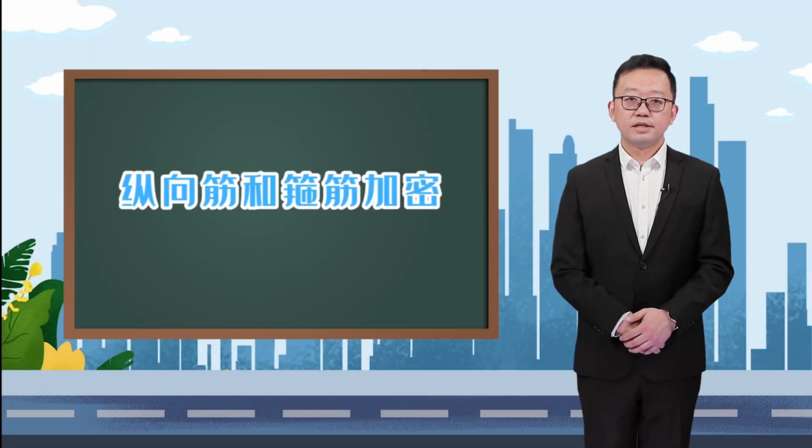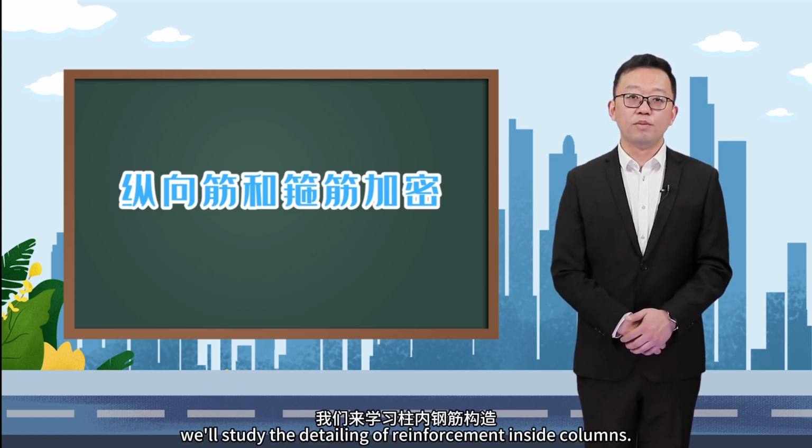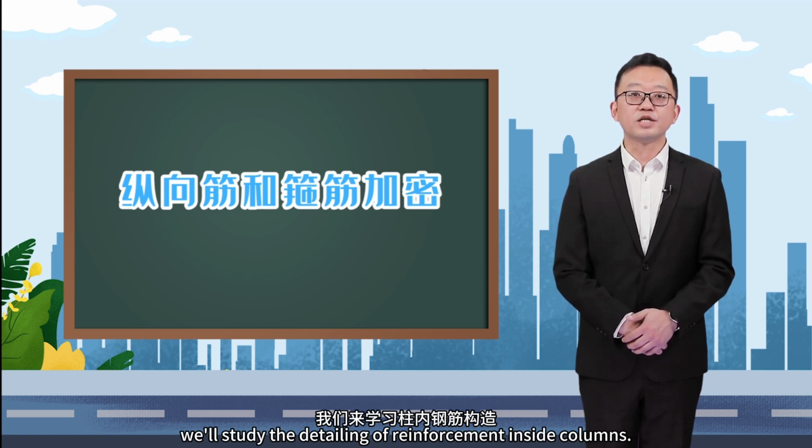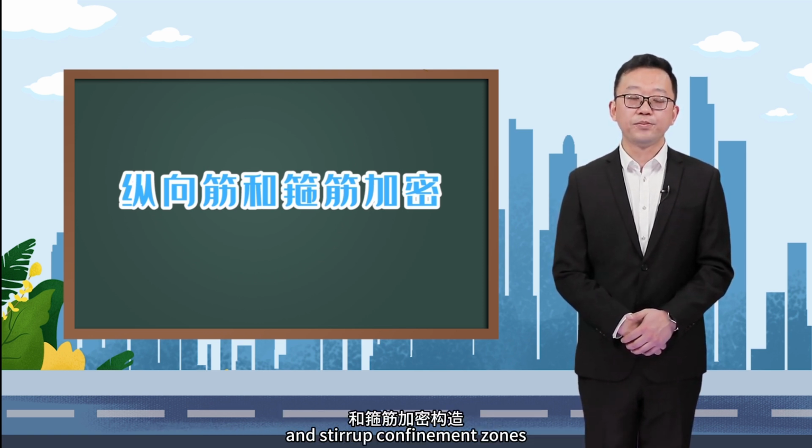Hello everyone. Previously, we learned two annotation methods for columns. In this lesson, we'll study the detailing of reinforcement inside columns. Today, we'll first look at the longitudinal reinforcement splicing detailing and stirrup confinement zones.